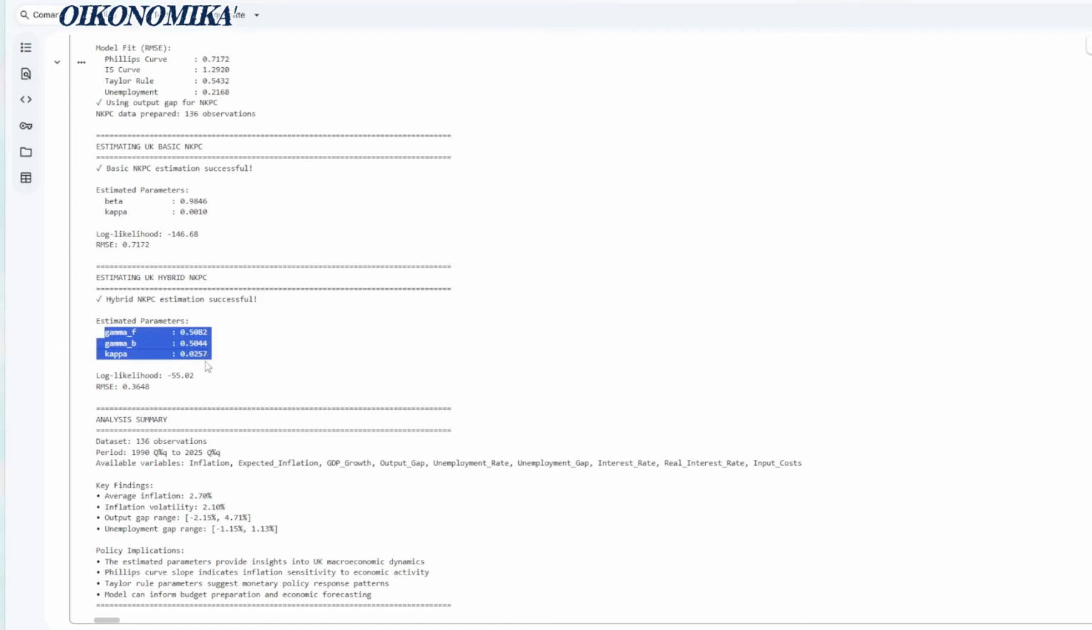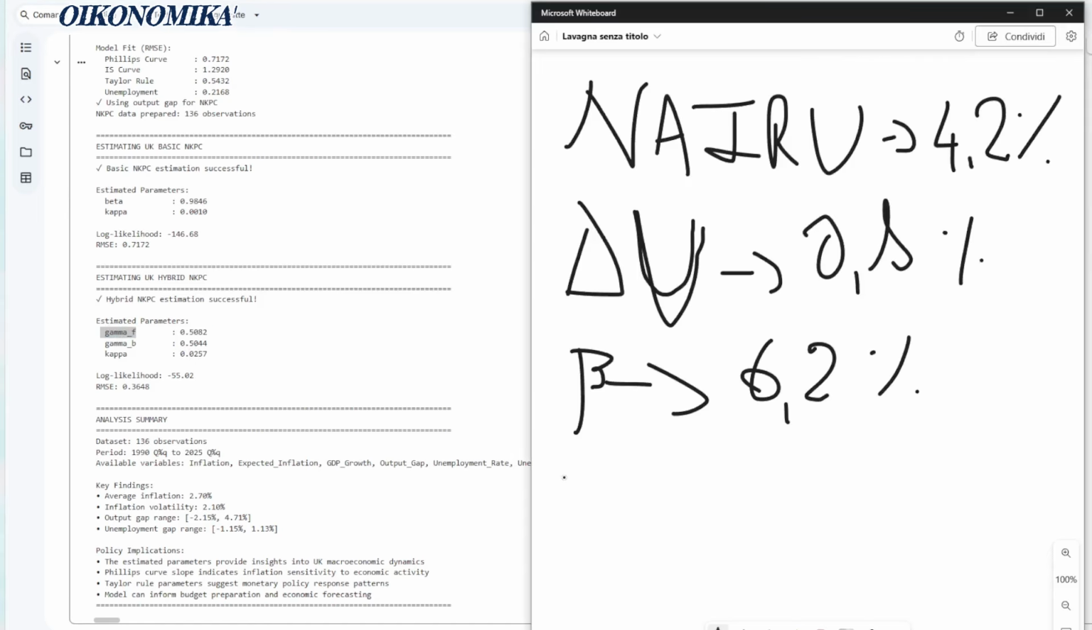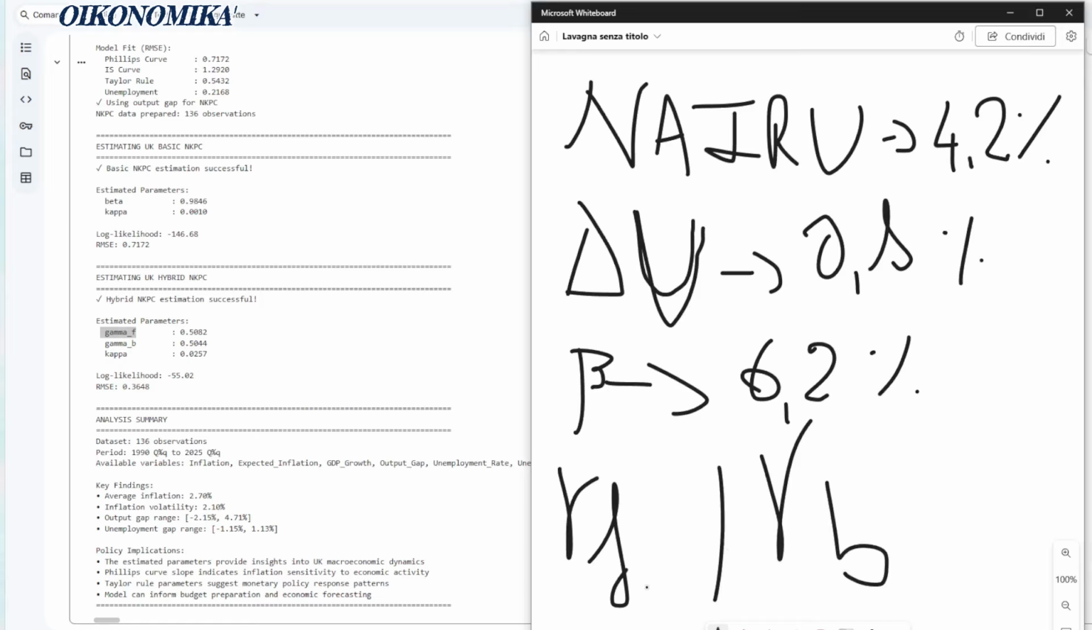The parameters which are calculated here, you see gamma F and gamma B. So it's very simple. Gamma F and gamma B, it's forward and backward. And you see that the number that comes out is 0.50. So in the hybrid New Keynesian Phillips curve equation, we can inject these two parameters, and we want to calculate what are the values of these variables.